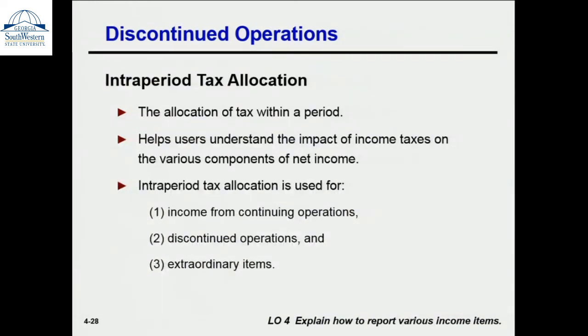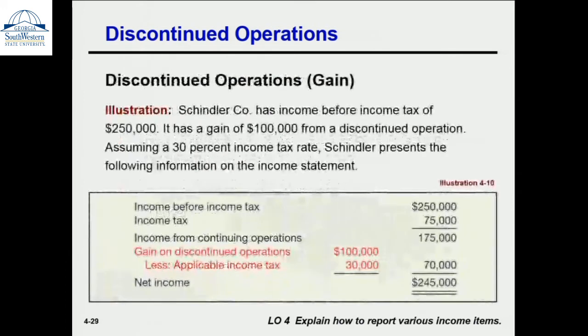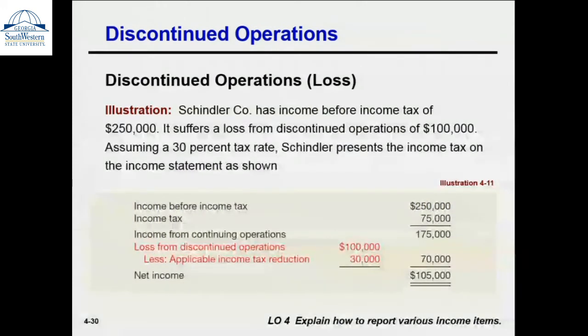And it's called intra-period tax allocation, meaning within the period. Intra-period is not inter-period, but intra-period. Within this period, we're allocating the tax. Okay, this is another example of where if we had a gain, the $100,000 is a gain, we subtract out the $30,000 to come up with our $70,000. But also, if we have a loss, we subtract out the $30,000 benefit. This is a tax reduction. See, they explain there that's a tax reduction to come up with our number.